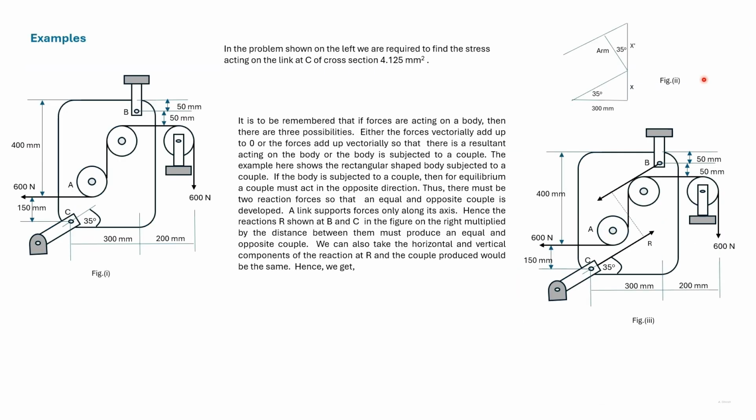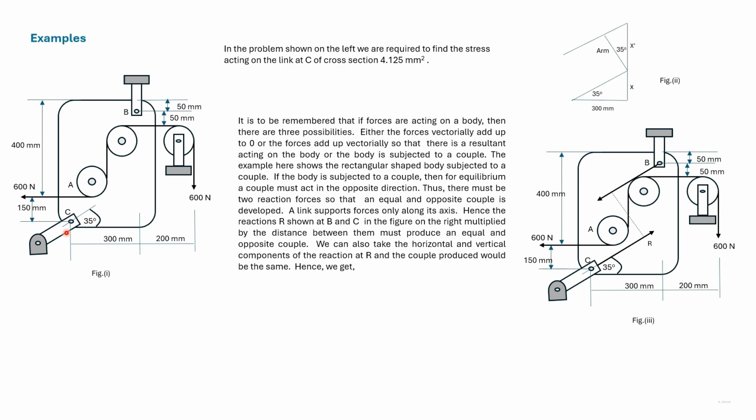Whenever a group of forces act on a body, they vectorially add up to 0, or vectorially add up to a resultant, or they create a couple. Here the tension in the rope remains the same at 600 Newton. So on this body, there is a force of 600 Newton here and a force of 600 Newton here. So these two forces create a couple.